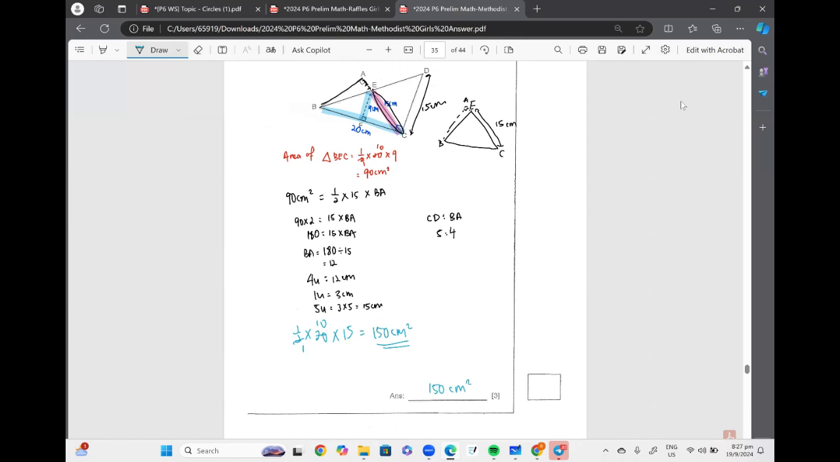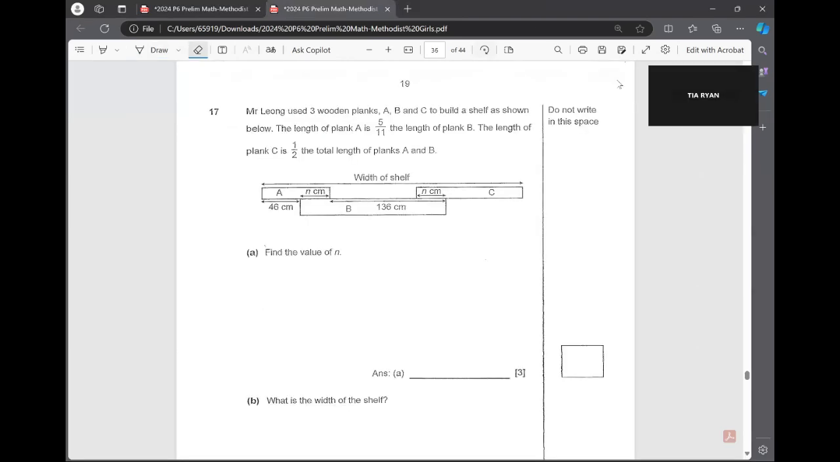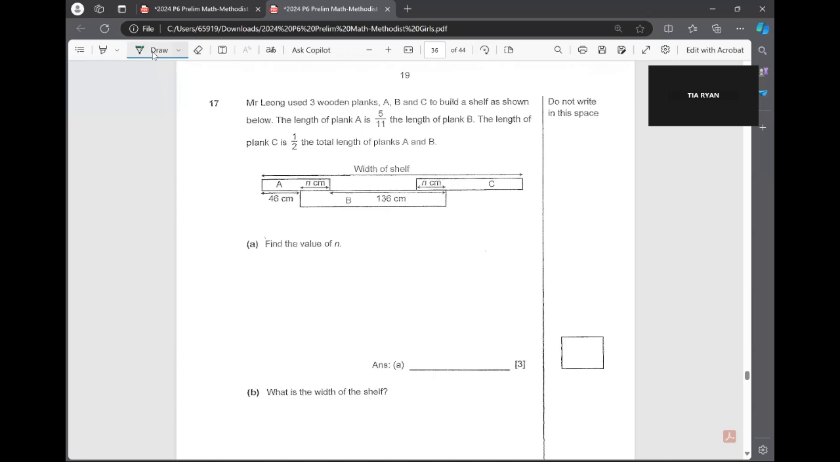Hi, okay, let's look at this question. Mr. Leong used 3 wooden planks, A, B, C, to build a shelf as shown below. The length of plank A is 5 over 11 of B. So 5 units belong to A, 11 units belong to B. The length of plank C is half of the total. So 1 unit to C, 2 to A and B. All right, so find the value of N.